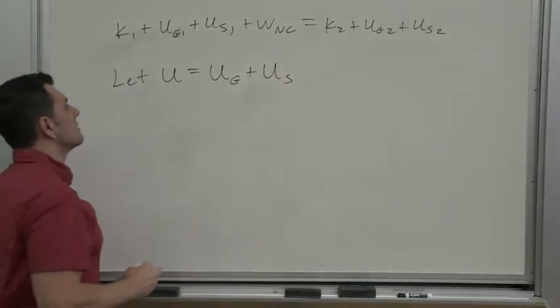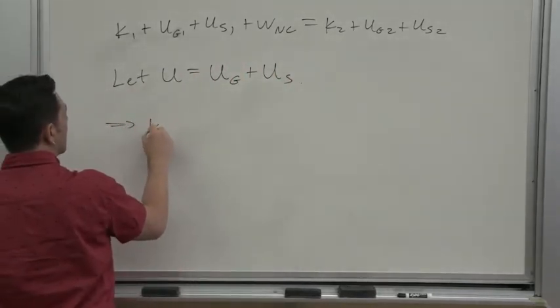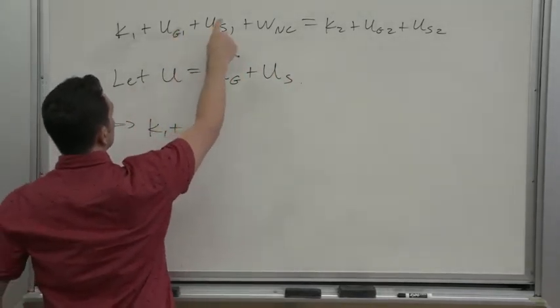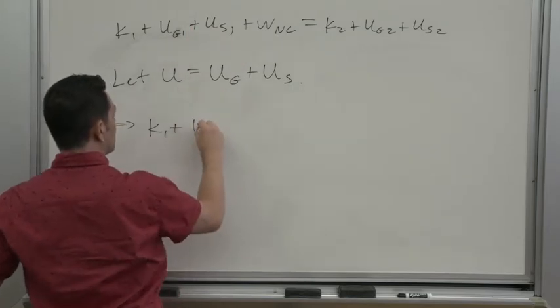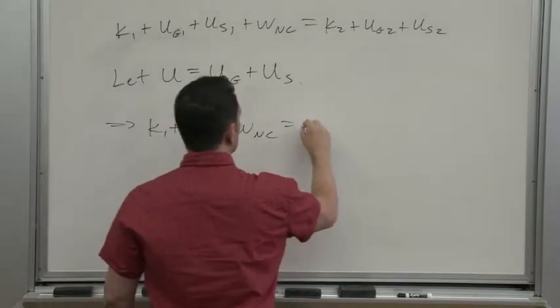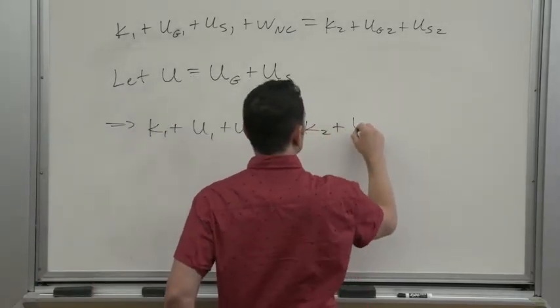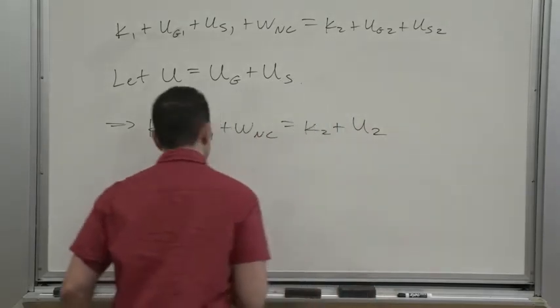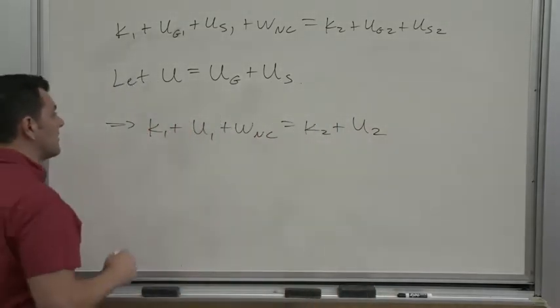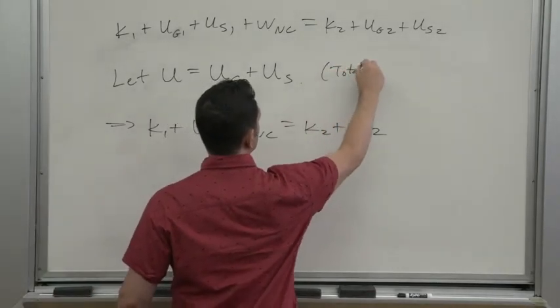Okay. So then this tells me what? This becomes K1 plus U1, UG1 plus US1 just becomes U1, plus work non-conservative is equal to K2 plus, this just becomes U2. We're done. So this is the total potential energy.